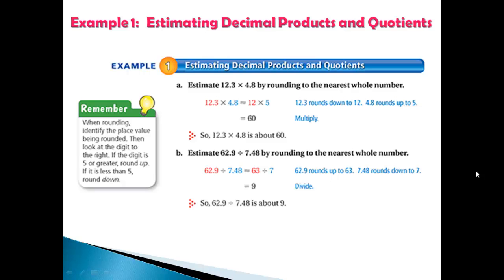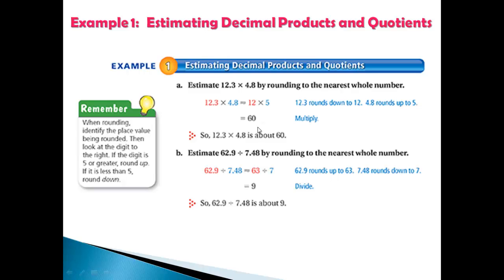So for A, we're going to estimate 12 and 3/10 times 4 and 8/10 by rounding to the nearest whole number. For 12 and 3/10, we're going to round the 2, so we look at the number behind, which is a 3, and that tells us we round down. So 12 and 3/10 would be 12. For 4 and 8/10, we're rounding the 4, so the number behind is an 8, that tells us we round up. So 4 and 8/10 would be 5, and 12 times 5 is 60.